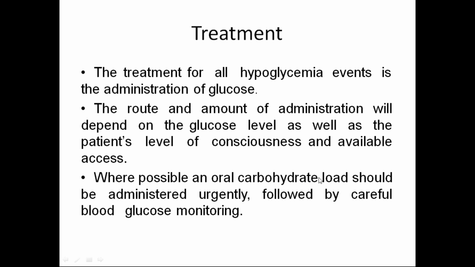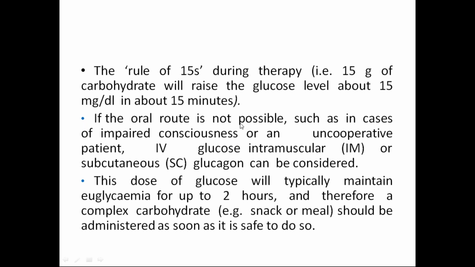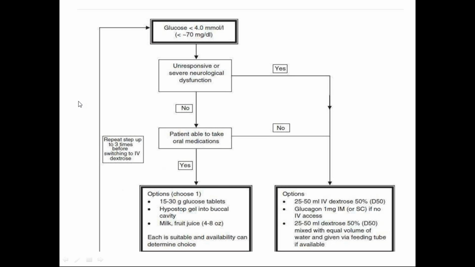Where possible, an oral carbohydrate load should be administered urgently, followed by careful blood glucose monitoring. So the rule of 15, that is 15 grams of carbohydrate will raise the glucose level about 15 mg/dL in about 15 minutes. So if the oral route is not possible, as in unconscious patients, IV glucose, intramuscular or subcutaneous glucagon. So exogenous glucagon, we can give glucagon injections. This dose of glucose will typically maintain euglycemia for up to 2 hours, and then we can ask the patient to eat. So this is just a simple flow chart.